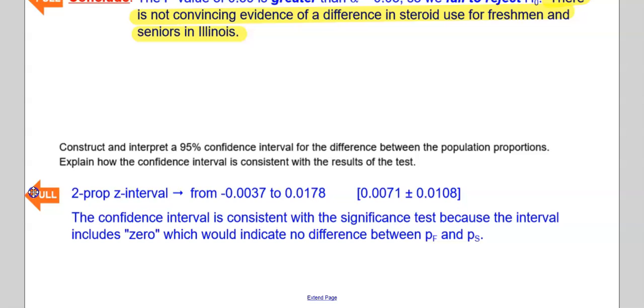So that 2-prop z interval gave us this result, which is also a test statistic here of the difference between the two proportions plus or minus the margin of error. The confidence interval is consistent with the significance test because the interval includes 0. Notice that 0 is on this interval. And that would indicate no difference between p sub f and p sub s. Okay, folks, that's it for this set of questions. Let's shut it down, and then we'll talk about the next two.